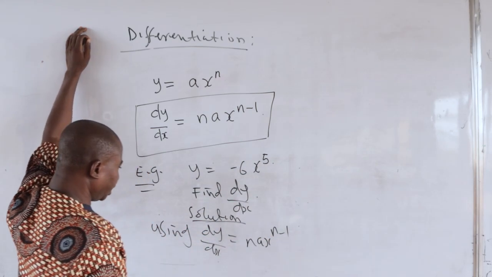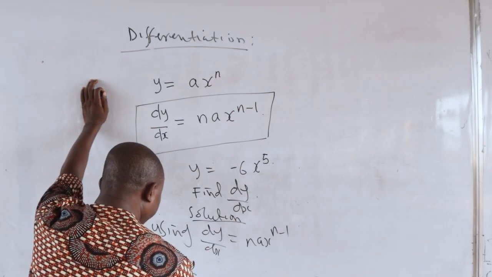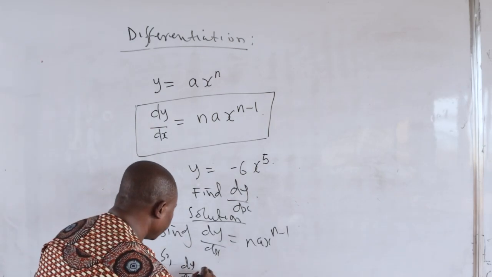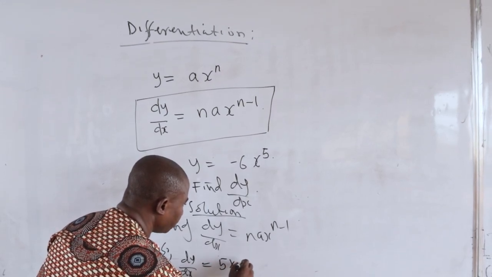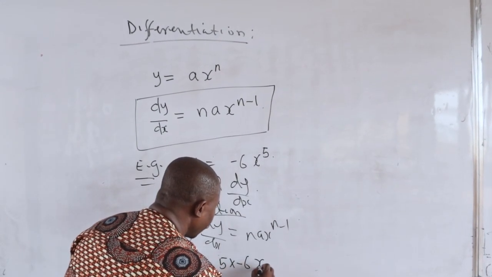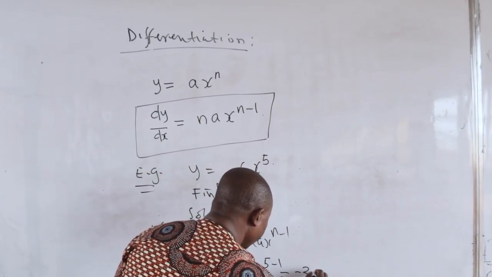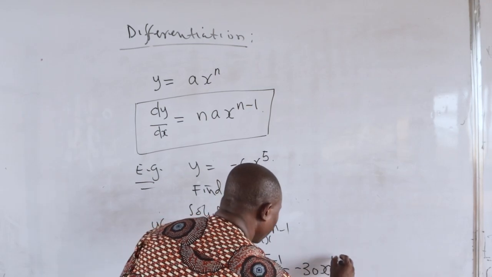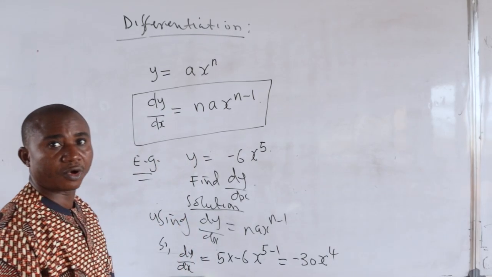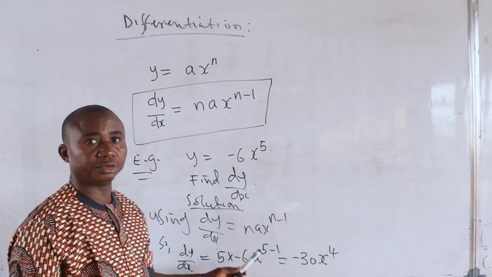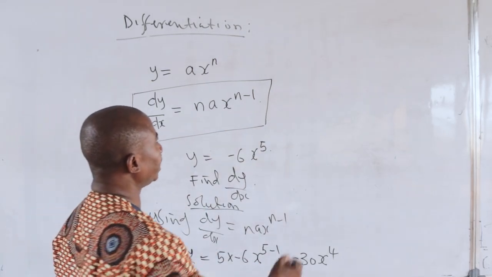So we simply substitute here, so dy by dx is nothing but, n is 5, so 5 times minus 6, then multiplied by x raised to the power 5 minus 1. This is nothing but minus 30, x raised to the power 4. So dy by dx is minus 30, x raised to the power 4. So you can see how simple it is to apply that. So it just follows from here and then we get what we want.